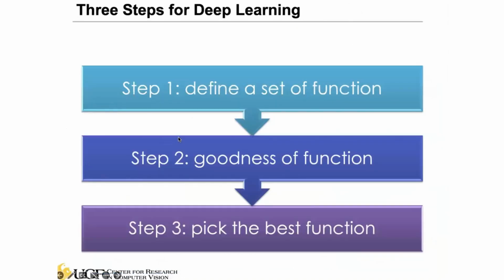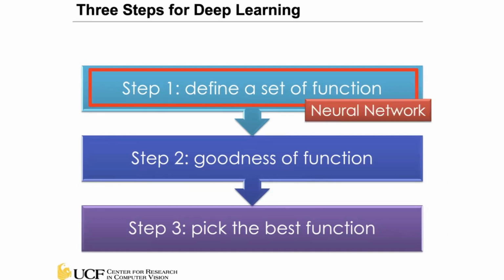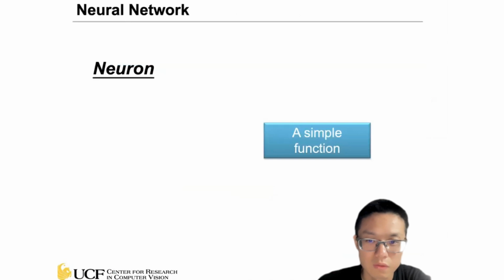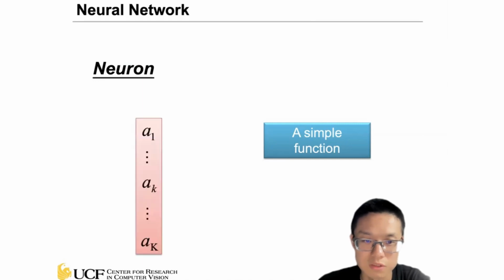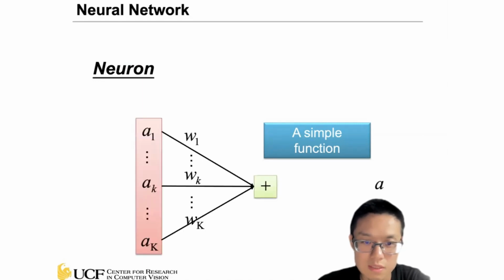Next, let's go through each of these steps. First is to define a set of functions. Here we specifically consider neural networks, because we are studying deep learning. Here is basically the structure of the neural networks. It's a simple function, and it takes some input. Here is an input vector, A1 to AK.